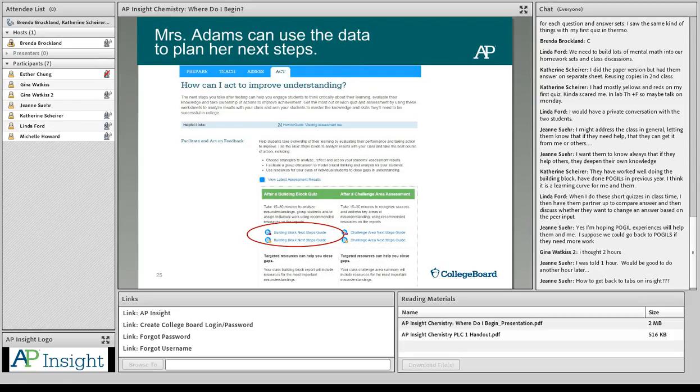Okay, Jean, I'm not sure what your question is. How to get back to tabs on Insight? Oh, right. I hit backspace. Were you in the quiz area? I was in the quiz area, and when I go back, it says the document expired, and so then I'm off the Insight page.